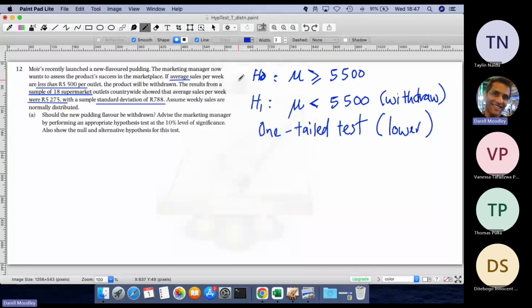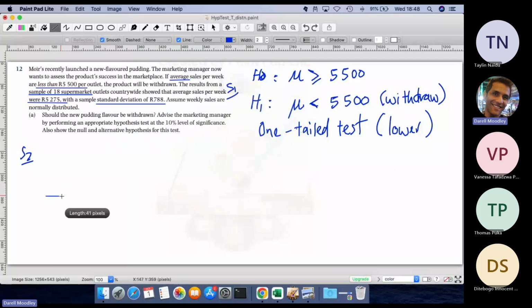Let's get to step 2. I'm just going to write S1 here so you know it's step 1. Step 2. Now we are going to get our rejection region, just like what we did before. So we're going to sketch our curve. It's going to be a bell-shaped curve.